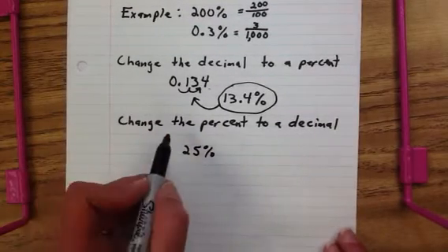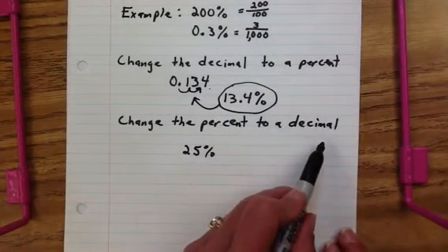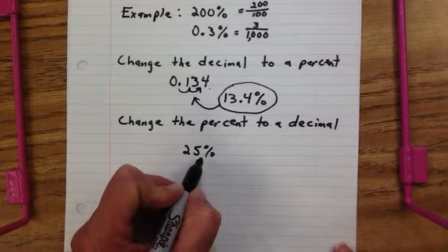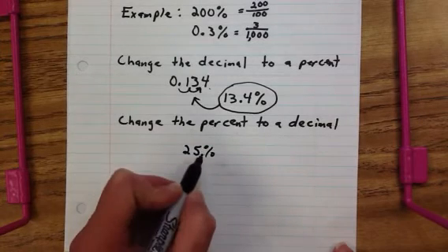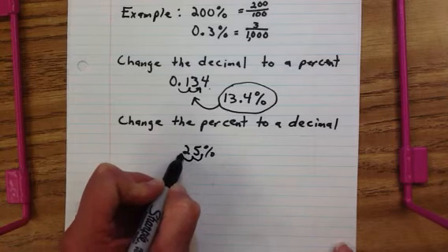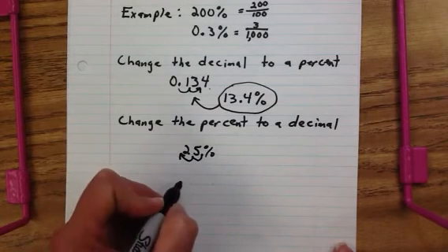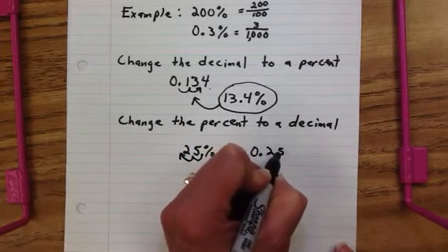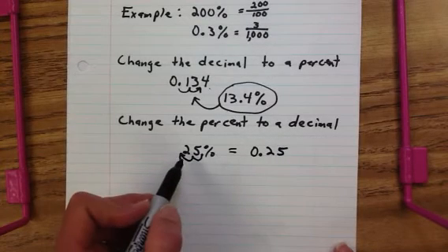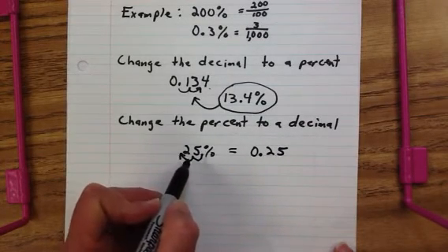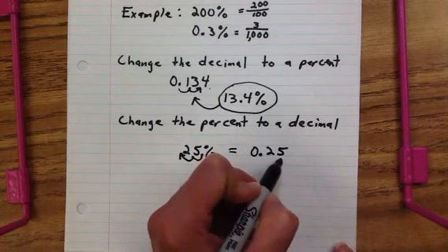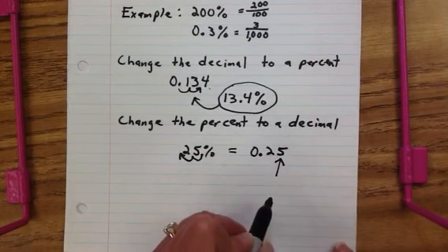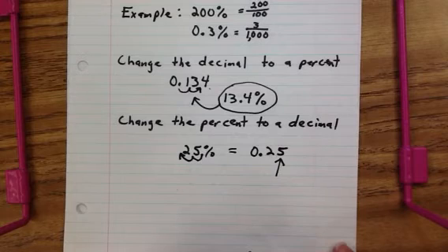Now, the next problem says change the percent to a decimal. So we're going to go backwards, change the percent to a decimal. So if my decimal's here, I would make 2 moves to the left. And 2 moves to the left would make it 0.25 decimal, and that would change a percent to a decimal. And remember, in a decimal, that place is the 100th place, and percents mean per 100.